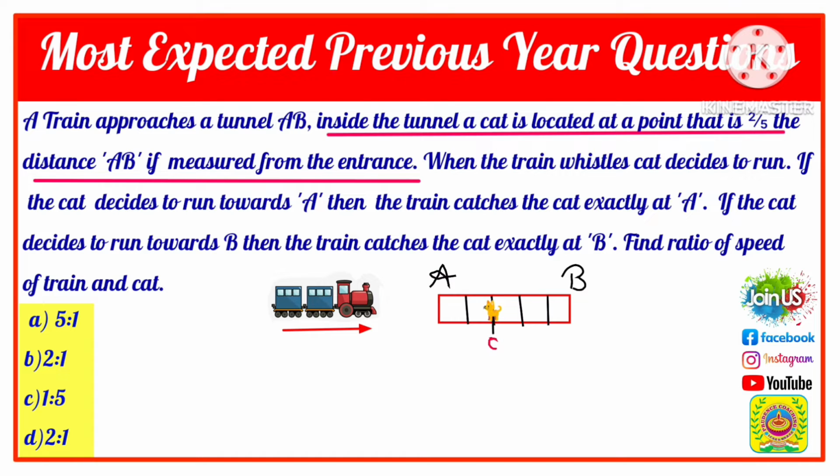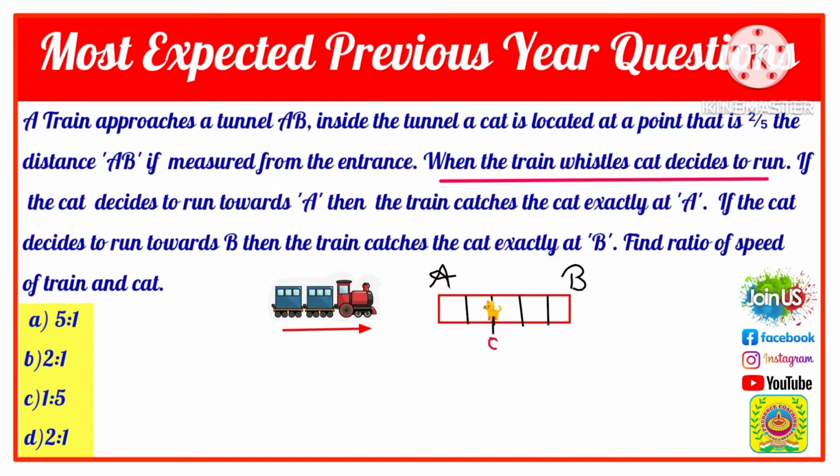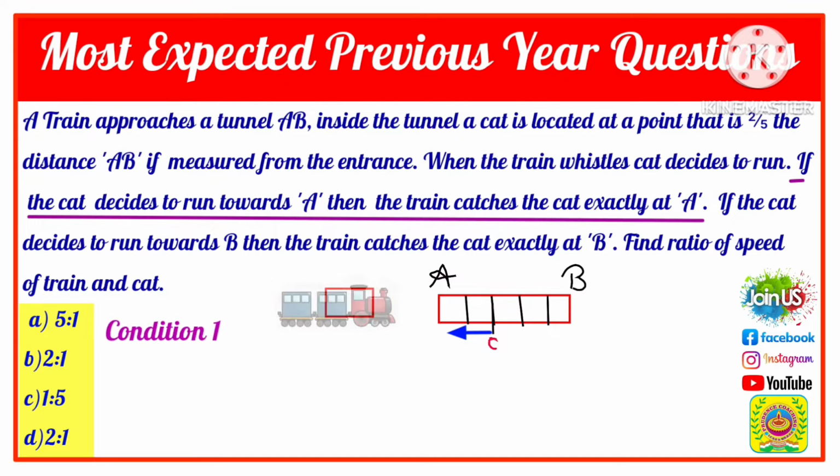Now it is said when the train whistles, the cat decides to run. So whenever the train starts moving, at that time the cat also decides to run. Now it is given if the cat decides to run towards A, that is towards the entrance, then the train catches the cat exactly at A. That means the train is approaching the tunnel and the cat is approaching the entrance of the tunnel. In this condition, at the point A, both train and cat meet together.